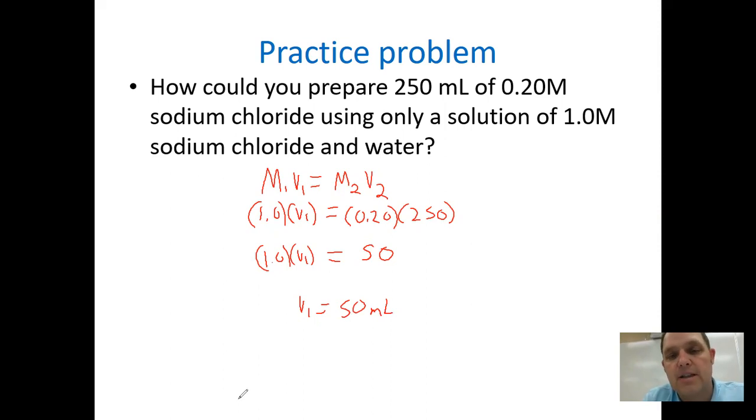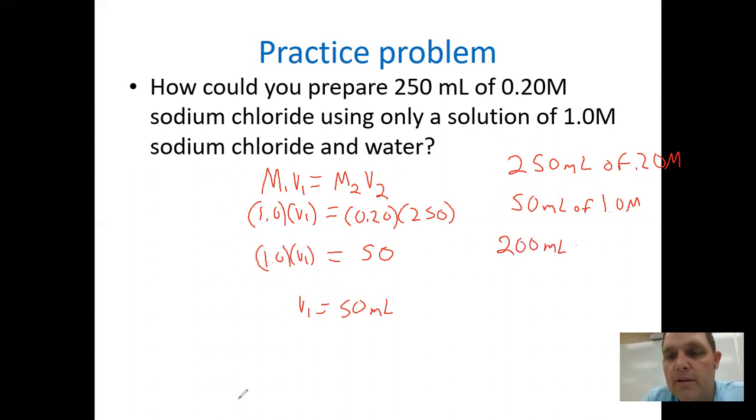So we got a little bit of words that need to be involved here, so I'm going to talk it out, just like I did the other one. We want a total of 250 milliliters of this 0.20 molar solution. Well, from our math, we know that we need 50 mils of the 1.0 molar solution. So what is the rest, or the 200? We would say we need to add 200 milliliters of H2O. And that's how we would prepare that solution.